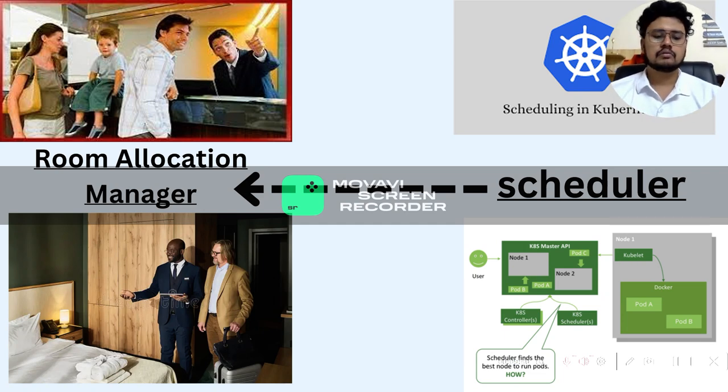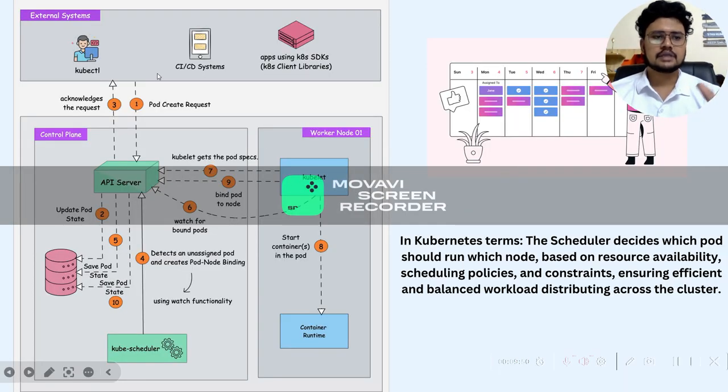Once the best is found, they assign the guest to the room, which is binding the pod to a specific node. So this is the architecture which shows how the scheduler is working and how the pods are getting placed on the container runtime. If you see this architecture diagram, it gives a wide view to help understand it.